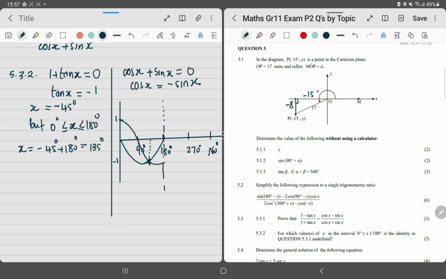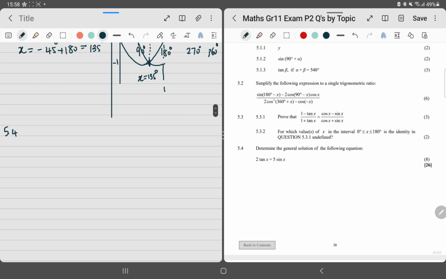Then you can just use your calculator. You go to mode setup, the table, and then enter cos of x, then negative sine of x for the other graph. Start at 0, end at 180, so the step should be 45. Then you will see that when you get to 135, the values are exactly the same. So the x value there is equal to 135 degrees.